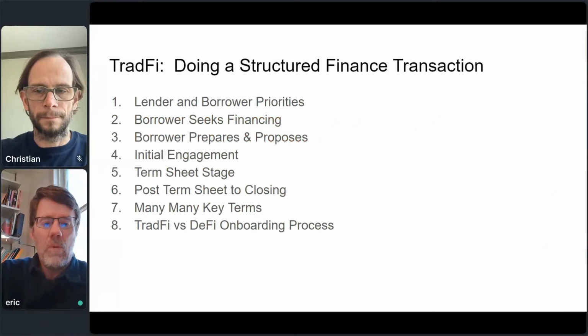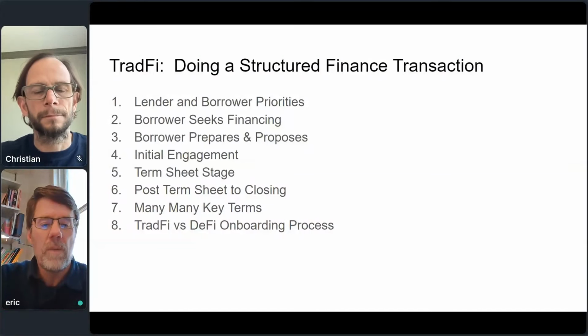All right, so in the traditional world, let's talk about how they do a structured finance transaction. What's the process? How do they do things? What do they look for? First, let's think about what the lender and the borrower are looking for. What are their priorities? Typically, the borrower is going to be seeking financing. Then the borrower is going to prepare and propose some type of offering to potential lenders.